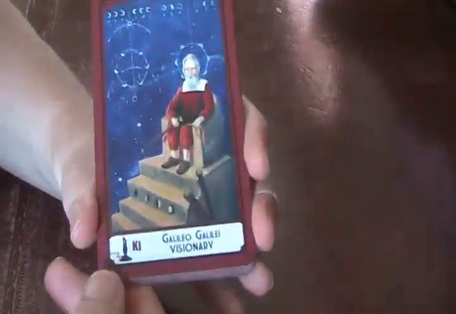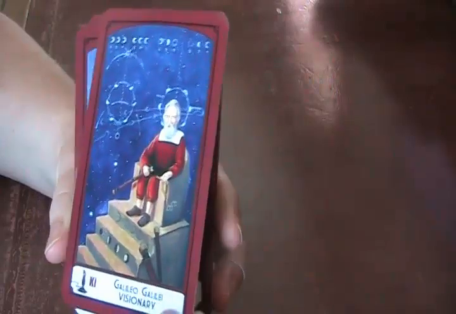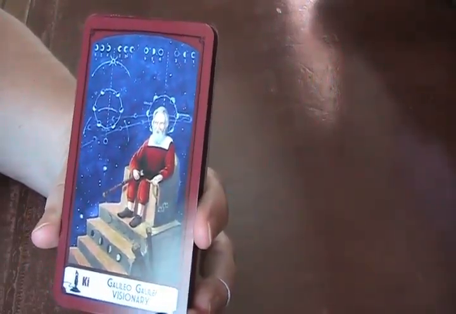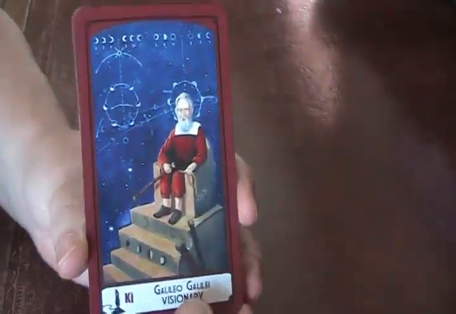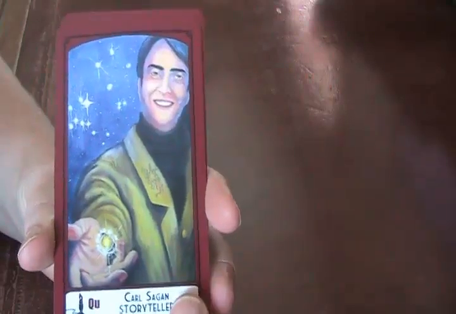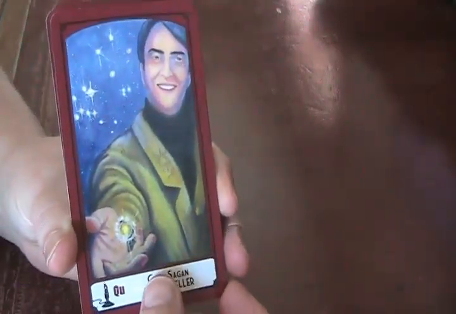So that's great. And the last suit is associated with fire. The Bunsen burner king is Galileo. Galileo Galilei. And he studied the skies, among other things. Carl Sagan also studied the cosmos. He's very modern.